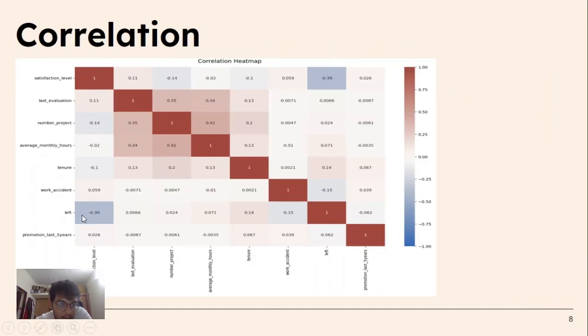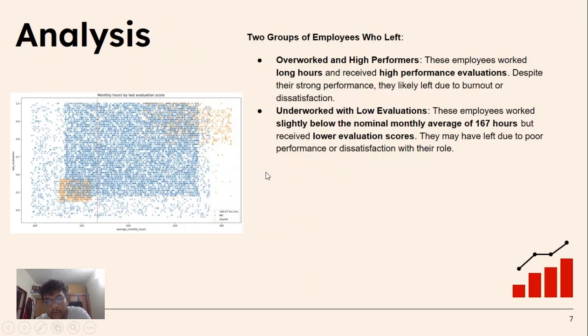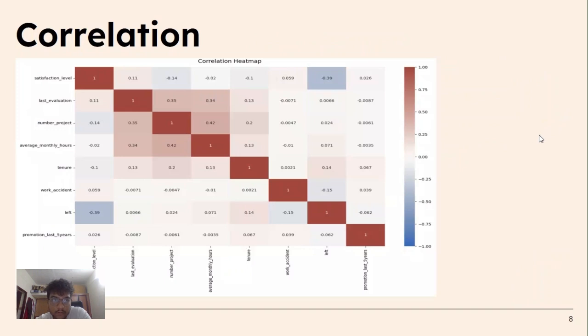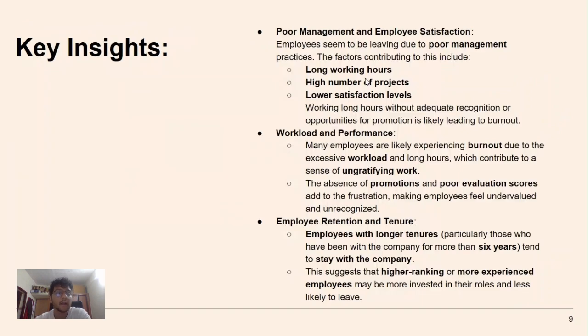But as we can see, the left has highest correlation with satisfaction level rather than with last evaluation. Which might point out to the fact that maybe these underworked employees left because of dissatisfaction and not fired because of poor performance. And so here's the correlation heat map, which I just referred. And here are some key insights that my teammate Ume Ayman will discuss from here.